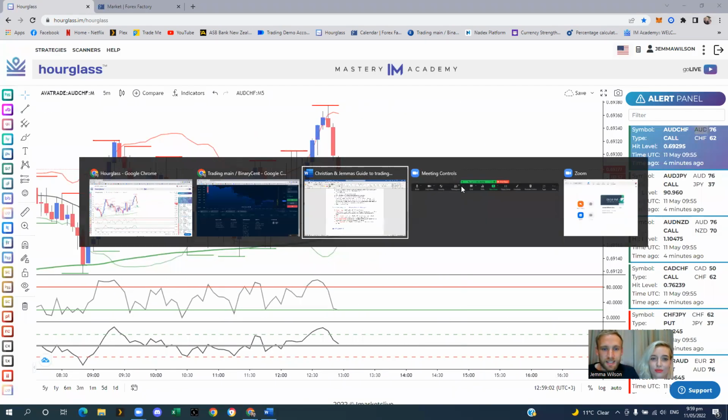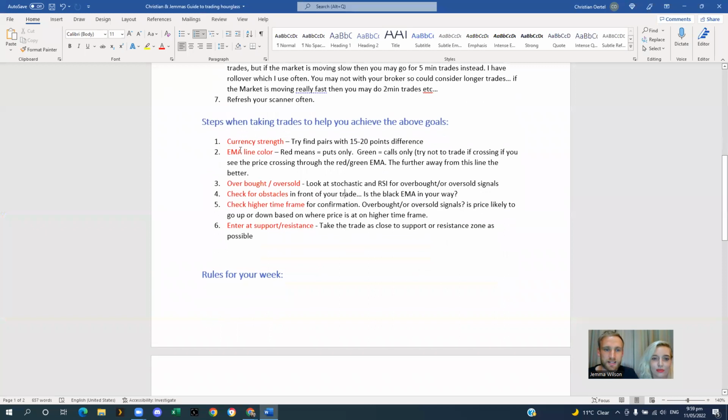So let's go back and see where we're at. So again, currency strength. EMA line color has to align with the currency strength.